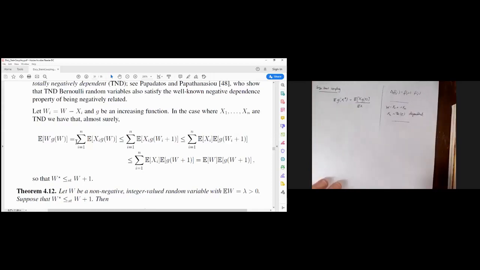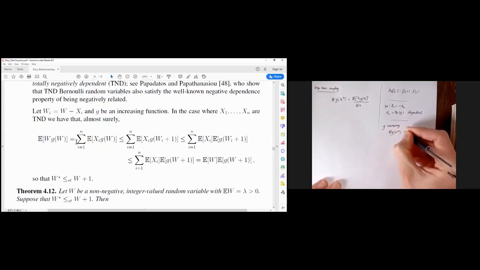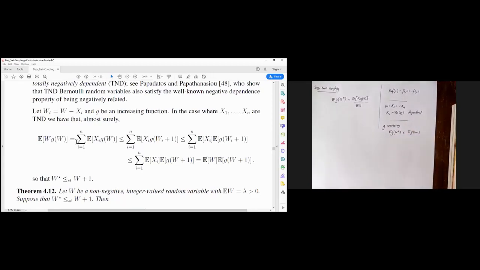I can capture that by saying that if I let G be an increasing function, what I want to show you is that the expected value of G of the size bias version is smaller than the expected value of G of my shifted version. So that's what I want to show you. That's true if W is a sum of totally negatively dependent things.